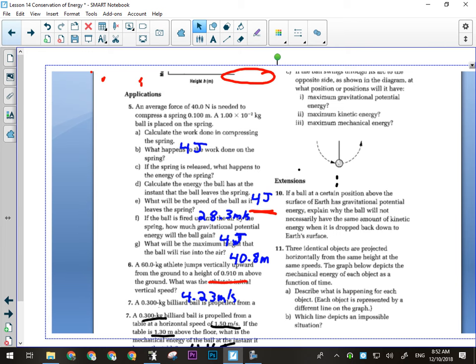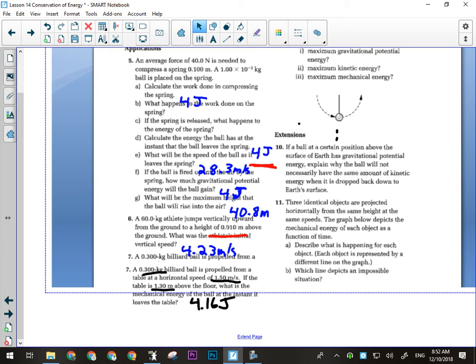Okay, so I would like you guys to try number 6 and number 7. So 6 is right there, and then try number 7 after that.